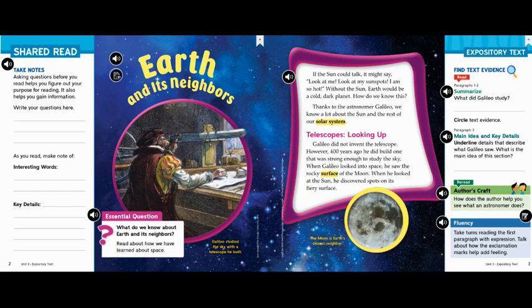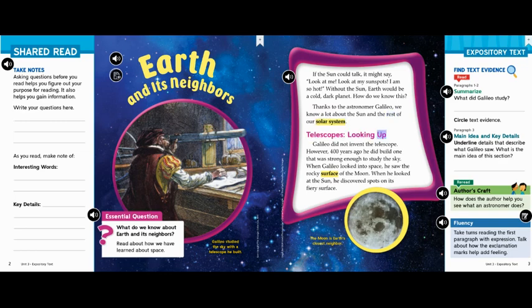Let's get started. If the sun could talk, it might say, "Look at me, look at my sunspots, I am so hot." Without the sun, Earth would be a cold, dark planet. How do we know this? Thanks to the astronomer Galileo, we know a lot about the sun and the rest of our solar system.